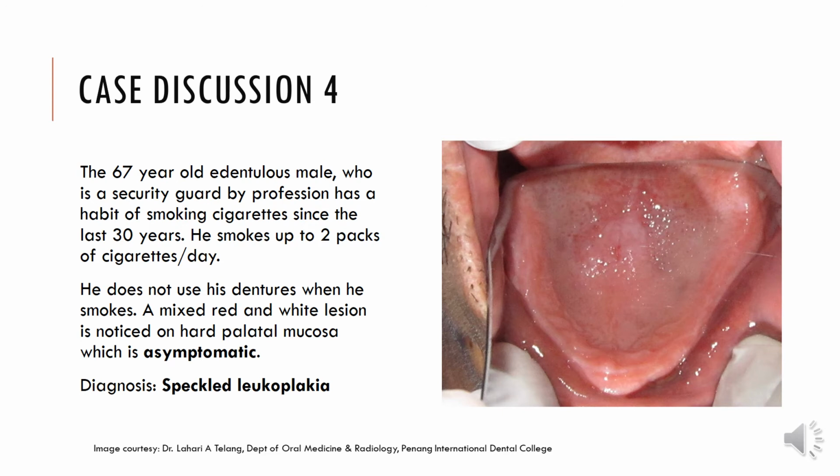So there is a mixed red and white lesion noticed on the hard palatal mucosa, and this is asymptomatic. You would observe that closer to the junction of hard and soft palate, you see a mixed red and white appearance, and the rest of the palate is actually showing you smoker's palate. So this appearance is that of speckled leukoplakia, and definitely this lesion should be biopsied.